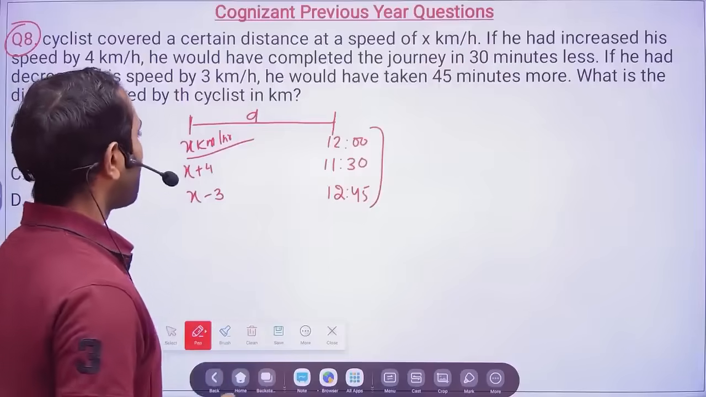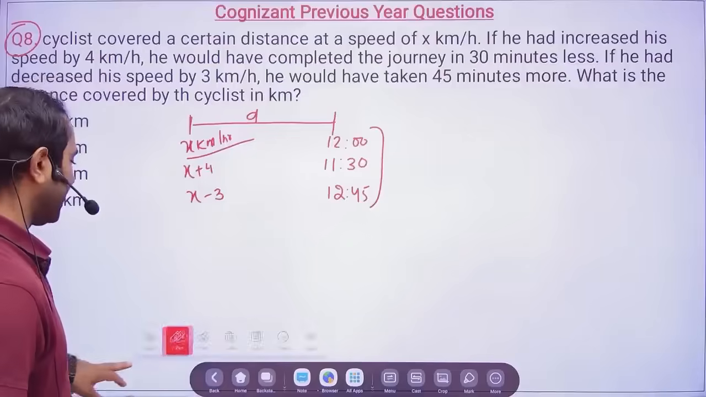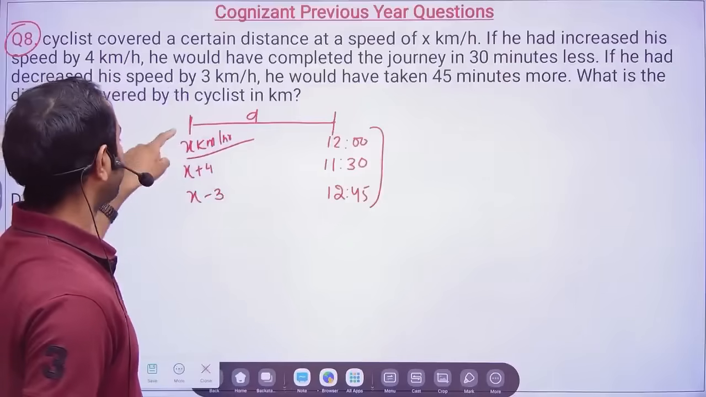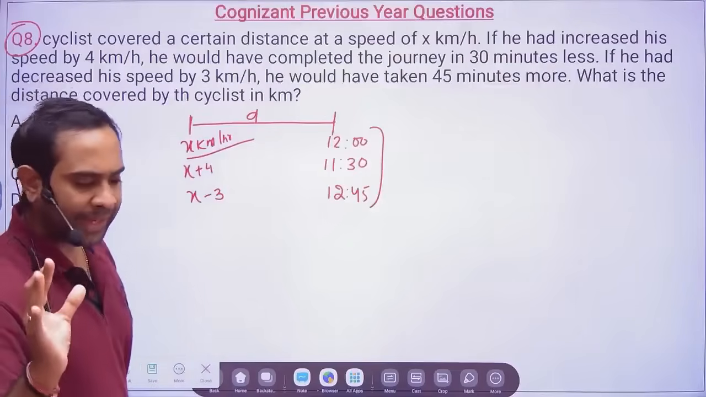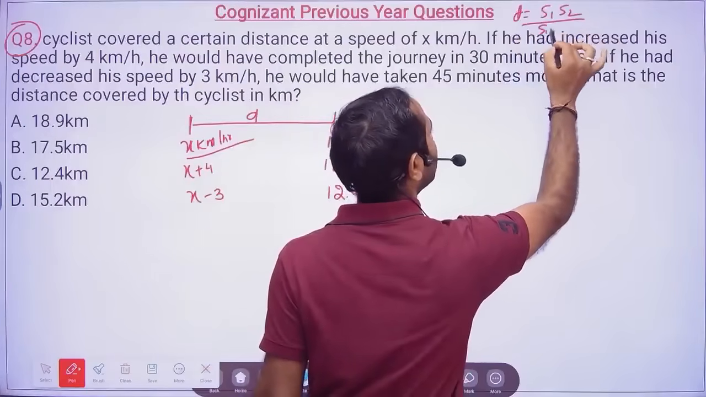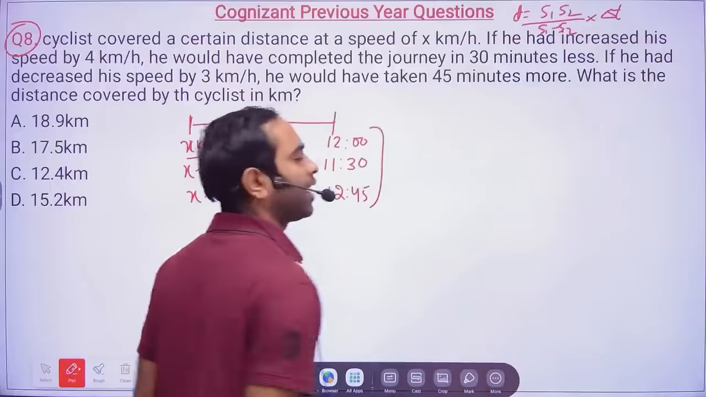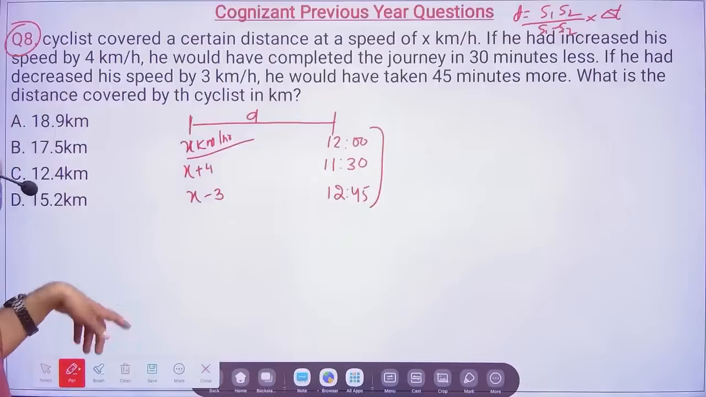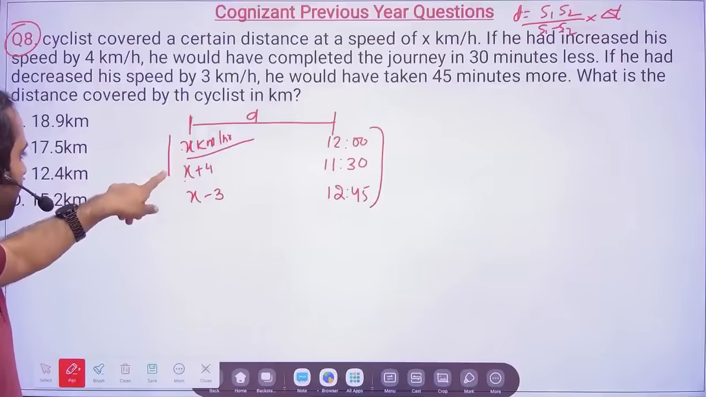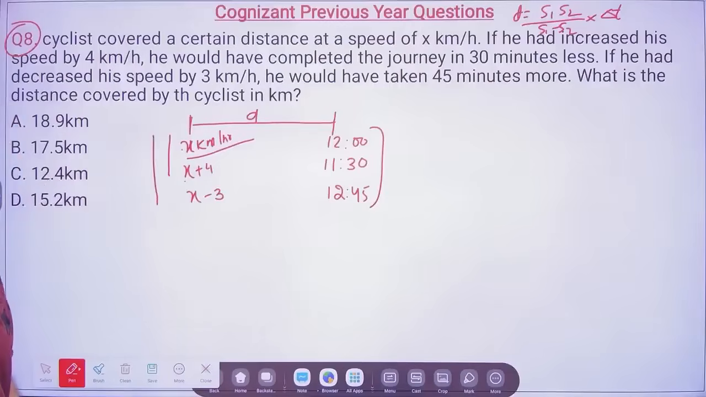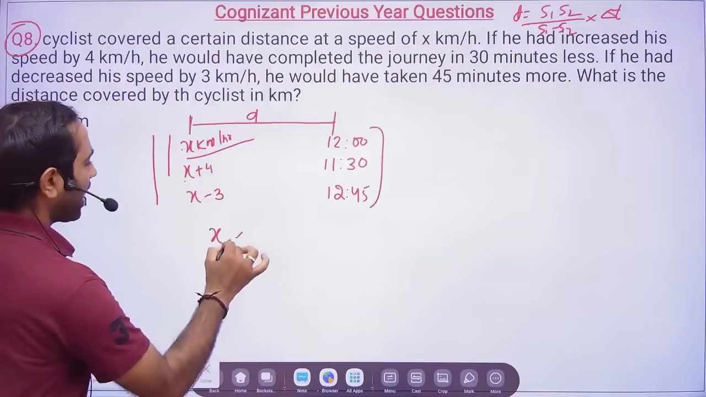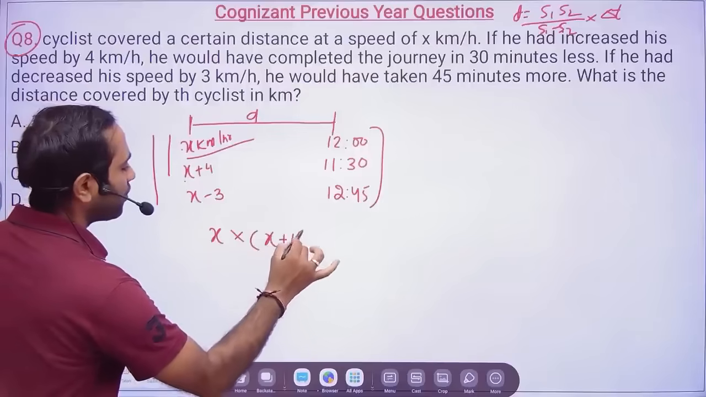Now, how to solve it? Friends, this is a tricky question, but there is a trick. There are two cases here, and there is one formula in time and distance which I taught you: distance is equal to s1 s2 divided by (s1 minus s2) into time difference. Now we are going to apply the same thing. One we will do with x plus 4, and another with x minus 3. Earlier the speed was x, and then the speed was increased by 4.